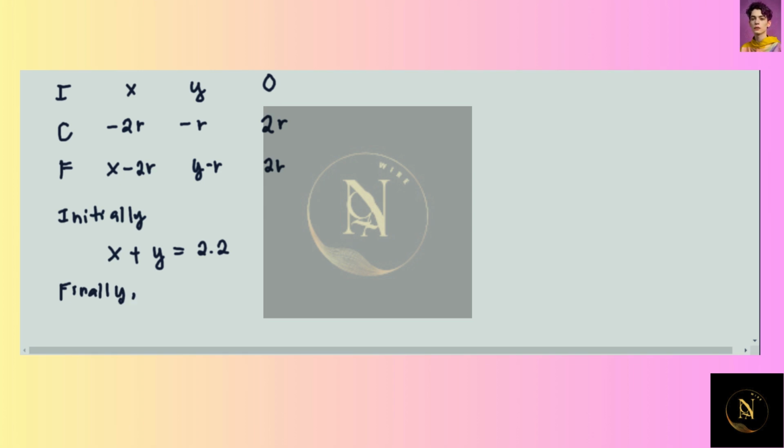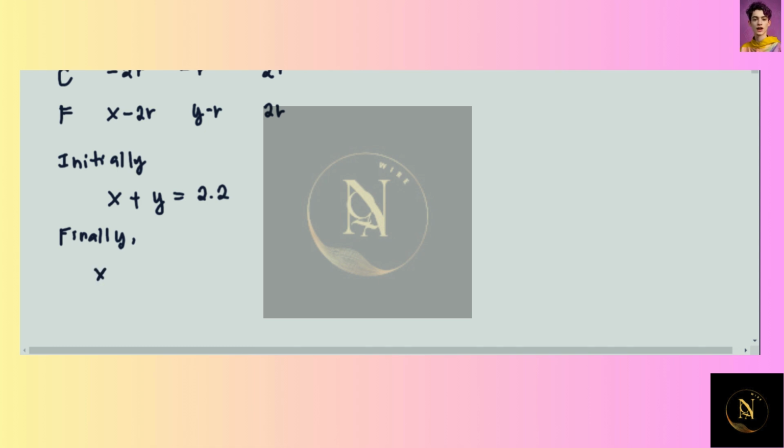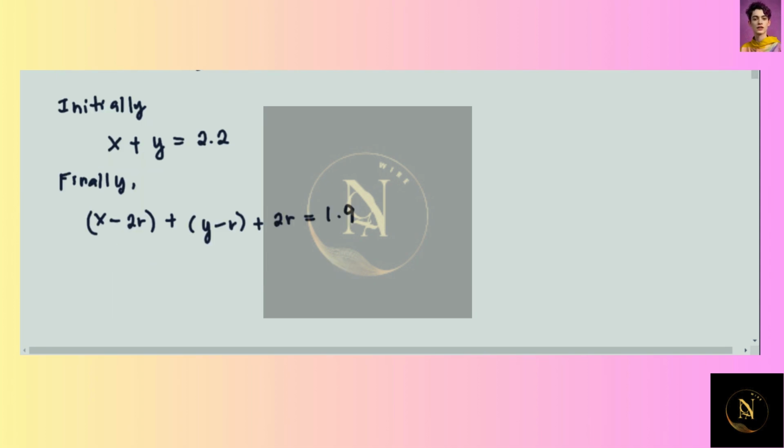So this time, our mixture is composed of the amount of carbon monoxide that's left, expressed in terms of its partial pressure, X minus 2R, plus the partial pressure of oxygen gas, plus the partial pressure of carbon dioxide. And this is equal to 1.9 atmosphere. So let me just simplify this one. So I have X minus 2R plus Y minus R plus 2R equals 1.9.